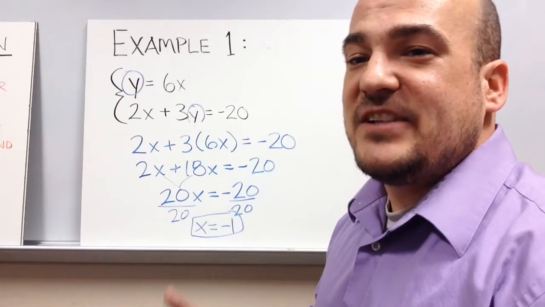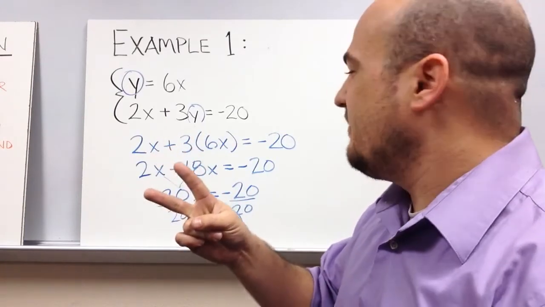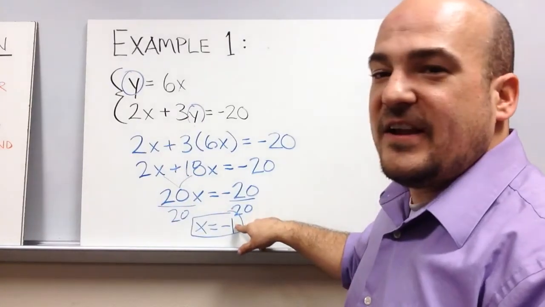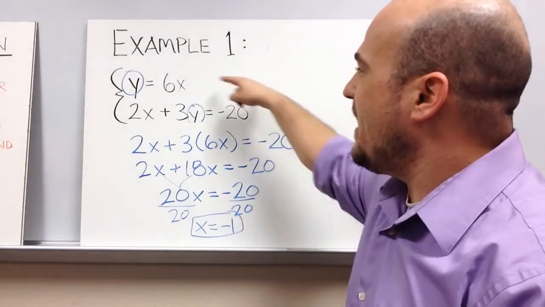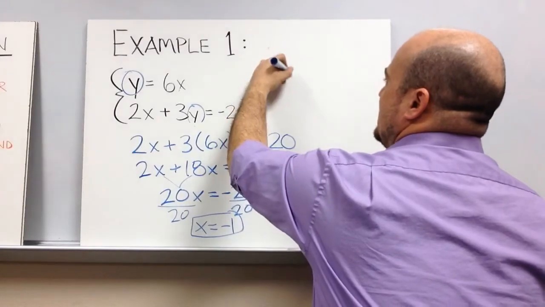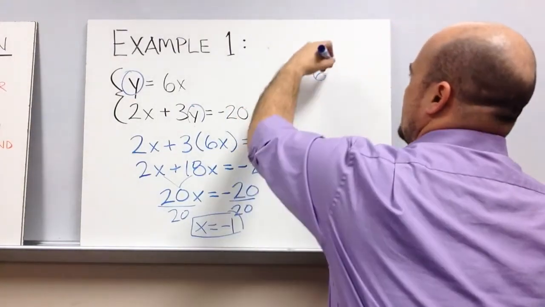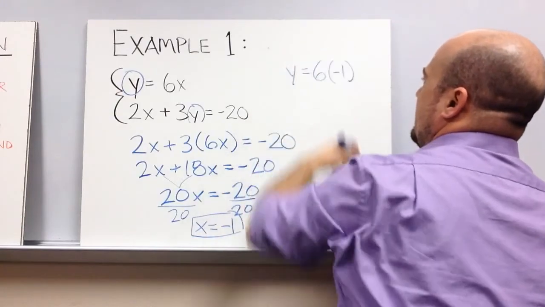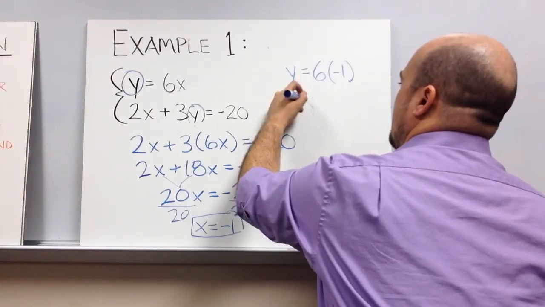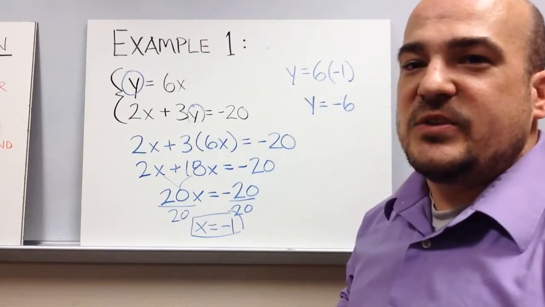So that's half the answer. I'm almost done. I know that x is equal to negative 1. That's one variable. I need to find out what the other variable is. So that's where we get to step number 3. And step number 3 is I take this value that I figured out for x, and I plug it back into the first equation. So I know that y is equal to 6 times x, but x is equal to negative 1. So I substitute that negative 1 in, and I get y equals 6 times negative 1. So then, of course, y equals negative 6.